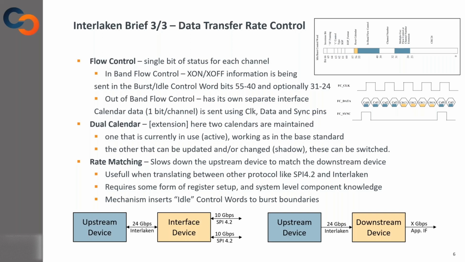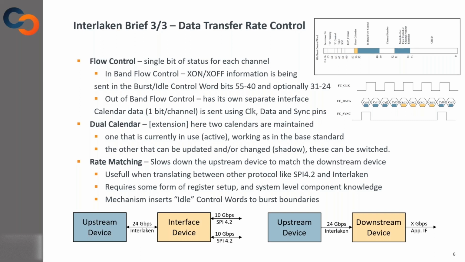The dual calendar extension we mentioned before also deals with flow control. Normally the set of on and off bits is called a calendar, and with dual calendar you keep a second copy of that, called a shadow one. So there's an active one, and then there's a secondary shadow one that you can modify while the link is operational, and then at a single instance in time switch the active for the shadow. So basically you change the configuration while it's running.